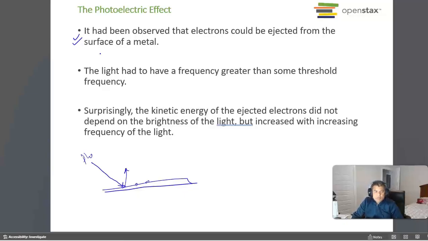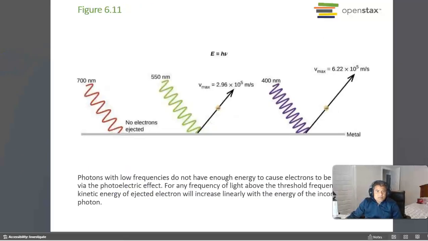Surprisingly, the kinetic energy of the ejected electron did not depend upon the brightness of the light. How intense the light is doesn't matter, but it depends upon the frequency of the light. So that's the photoelectric effect.